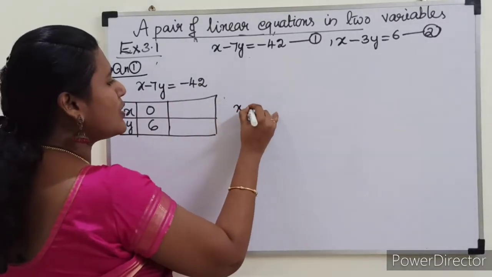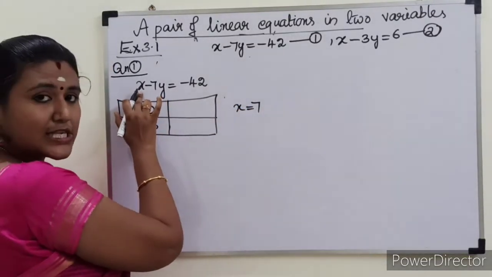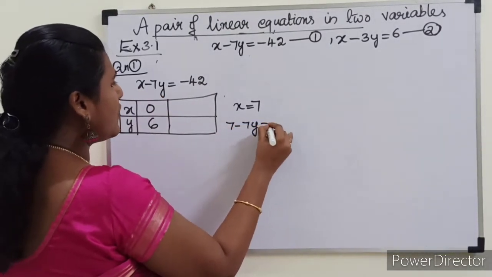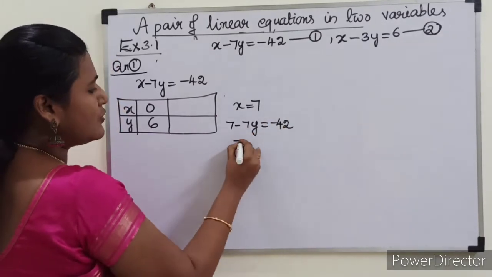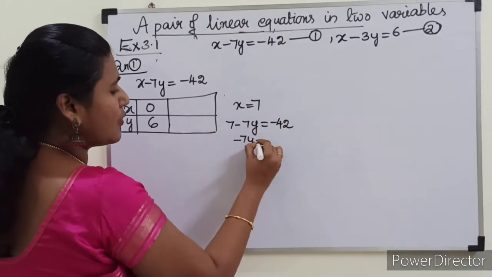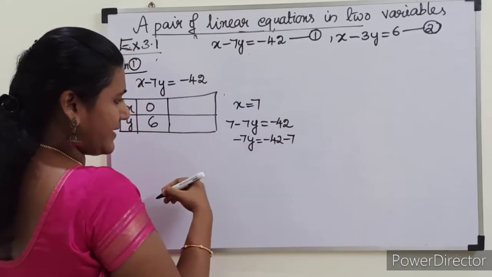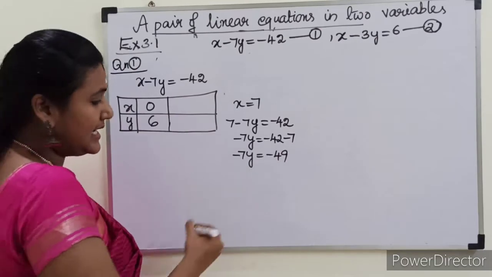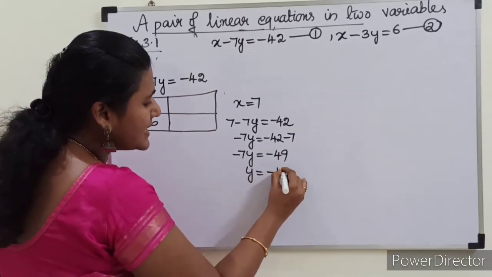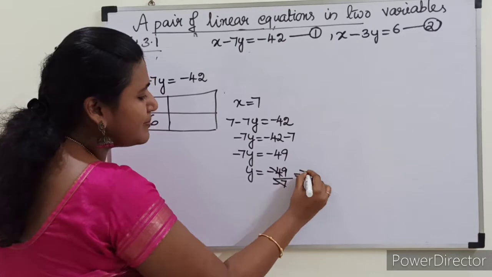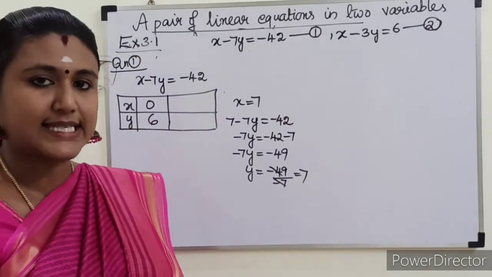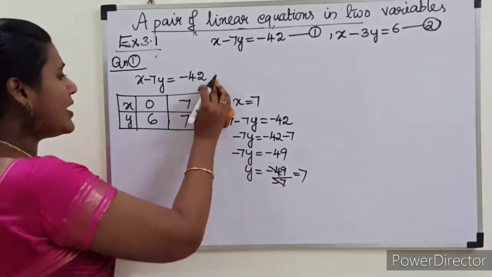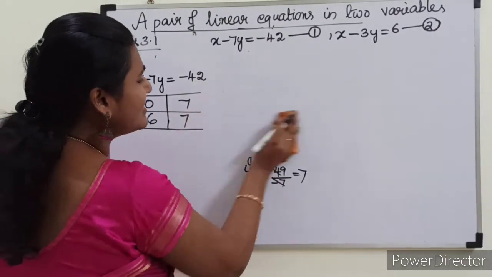So if I choose x is equal to 7, then 7 minus 7y is equal to minus 42. When you simplify, minus 7y is equal to minus 42 minus 7. So minus 7y is equal to minus 49. So y is minus 49 by minus 7. When you simplify, you will get y as 7. So the second solution we got is 7, 7. So we now have two solutions of the first equation.